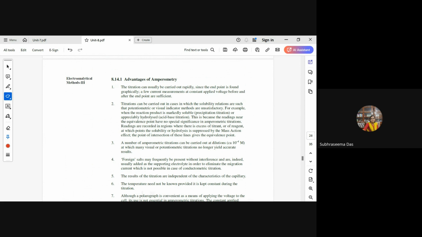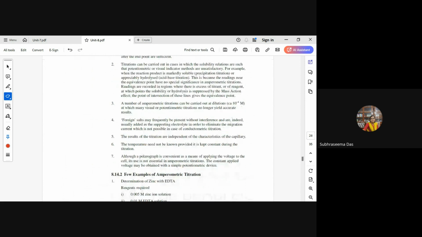So with a few points, determination of the endpoint is possible. Titrations can be carried out in cases where the solubility relations are such that potentiometric or visual indicators are very unsatisfactory. For example, when the reaction is markedly soluble, as in precipitation or acid-base titration, because the readings near the equivalence point have no special significance.